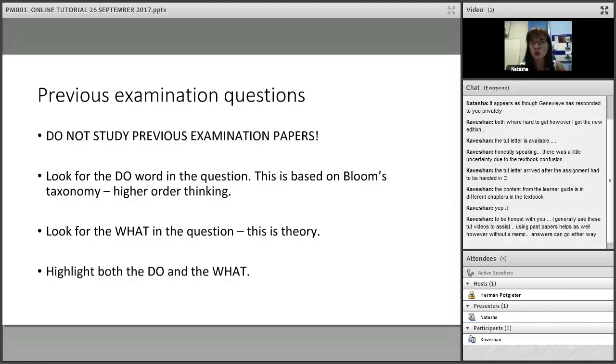I'm not entirely sure when the paper is being written, but I would suggest that you actually get to summarizing the work as soon as possible. And this leads me to the next slide.